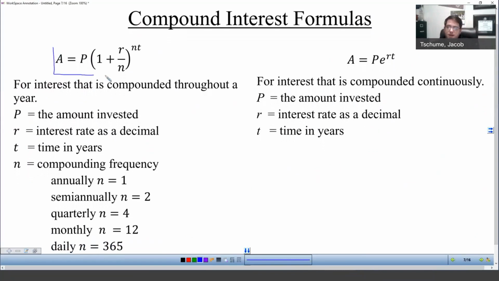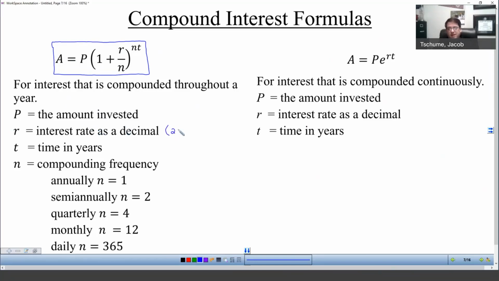These are formulas that we can use to figure out how much money you will have in an account based on certain parameters. Now, the one on the left has a lot more variables that I want to run through with you. So if you have A equals P times (1 plus R over N) to the NT power, A is your final value. That's usually what we're looking for, but not always. P is the amount of money that you're going to invest, so however much money you put in your savings account to start off. R is your interest rate as a decimal.